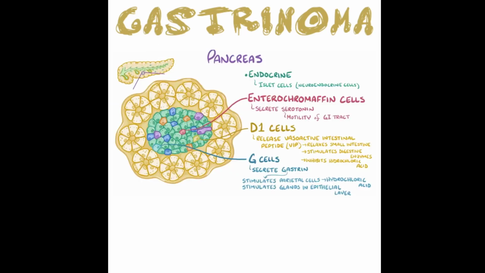This diagram is just to remind us again that the G cells secrete gastrin. They are part of the islets of Langerhans, where all of the endocrine cells hang out.